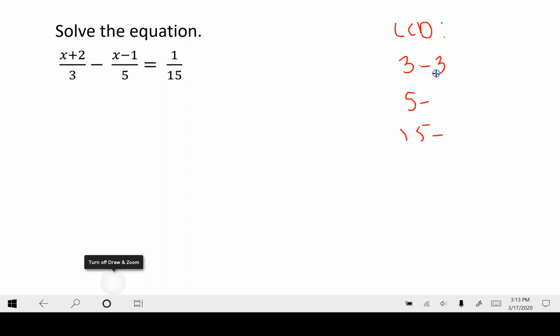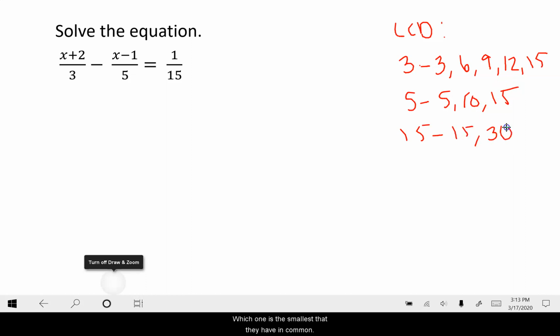So 3, 6, 9, 12, 15; 5, 10, 15; 15, 30. Which one is the smallest that they have in common? They all three have 15. So our least common denominator for this problem is 15.